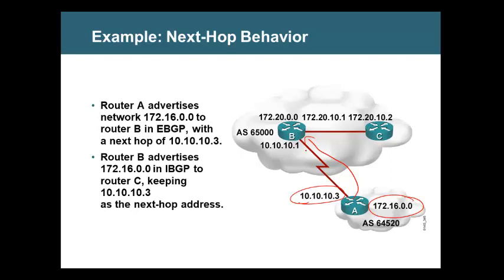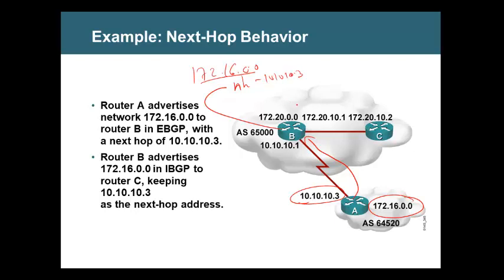So router B learns 172.16.0.0 with the next hop. What does next hop mean? The router which is responsible for this network. That is the next hop. The next hop is 10.10.10.3.